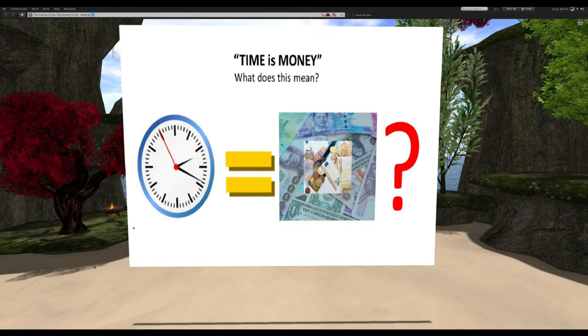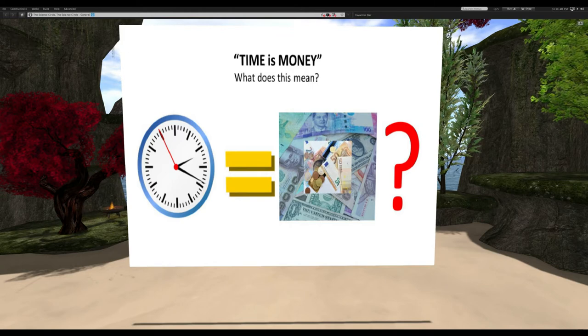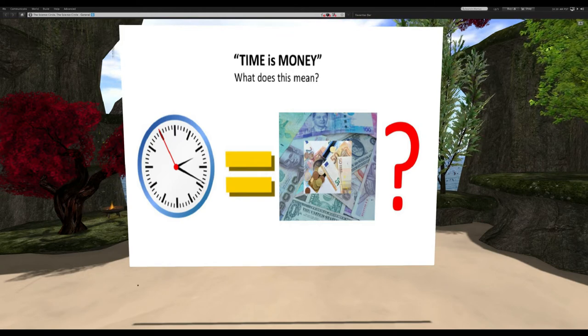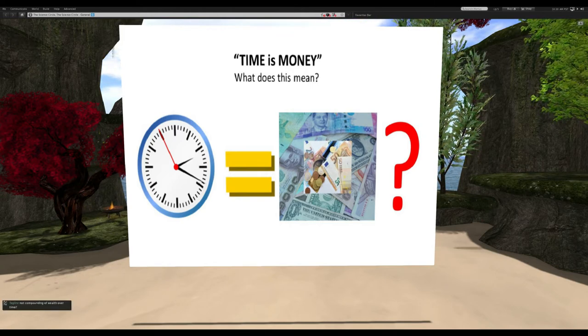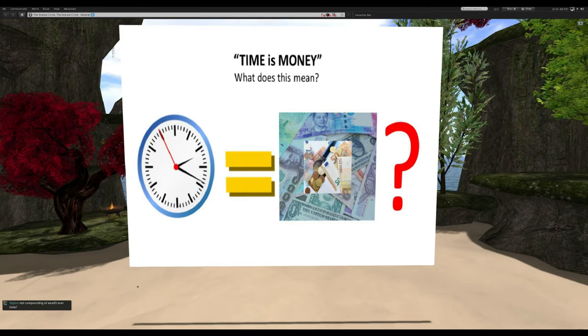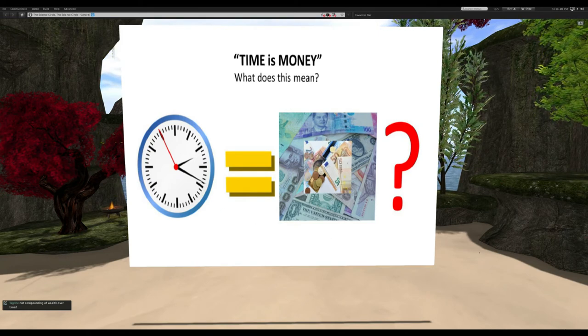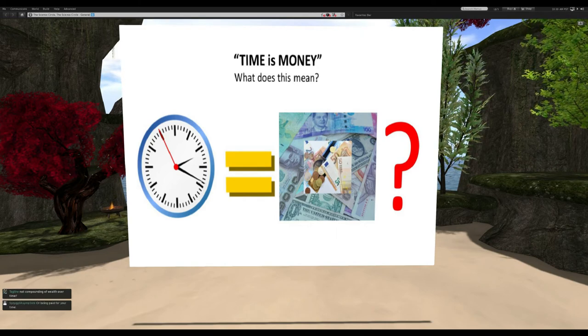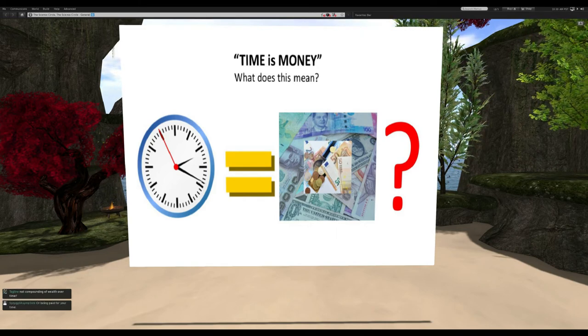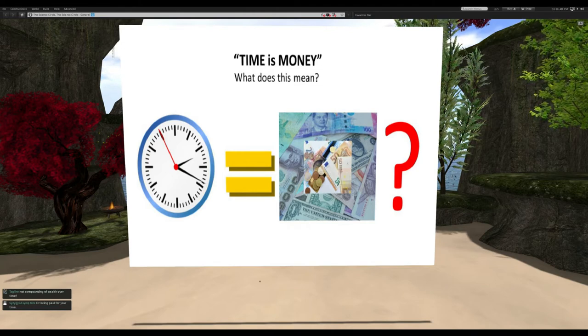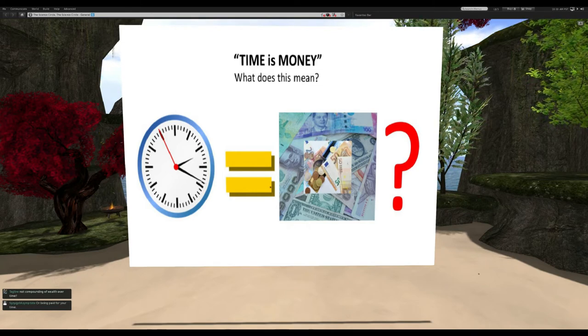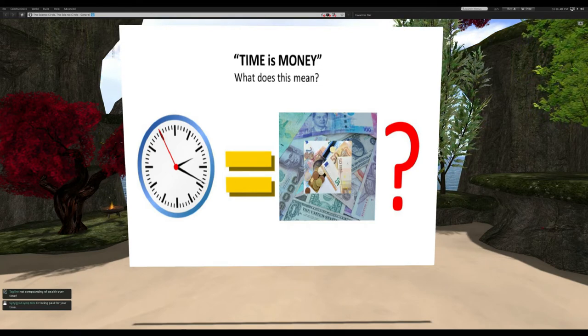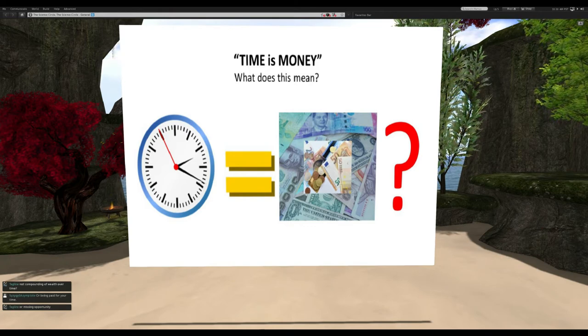So when I was in high school and I was thinking about time, because I didn't have any money, I was thinking about money. What I was thinking about was that the reason time is money is because you could actually make everything yourself. And of course, people did.